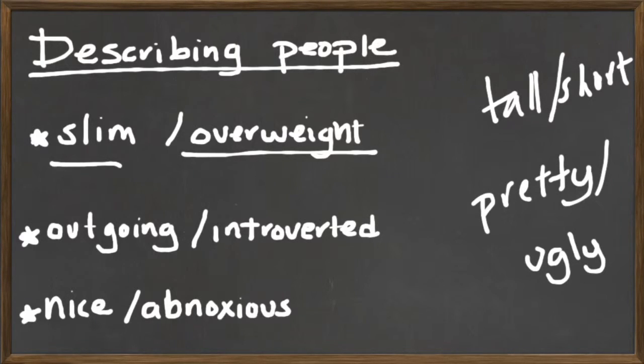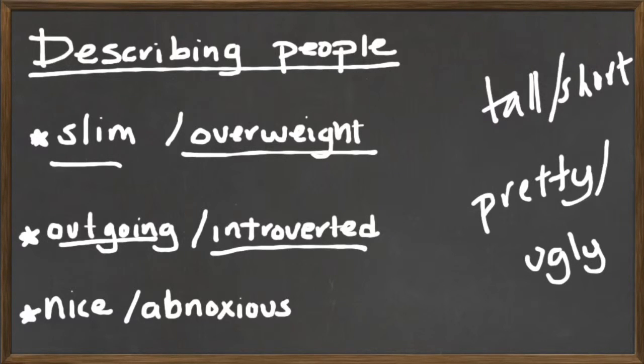The next one is outgoing, and its opposite is introverted. Now, outgoing would be a very confident person, friendly, very sociable, whereas introverted would be shy, maybe not sociable at all, or very little sociable, someone who doesn't speak much in reunions or parties.